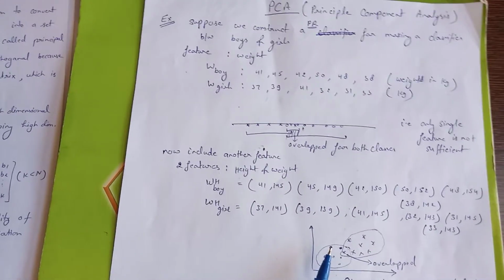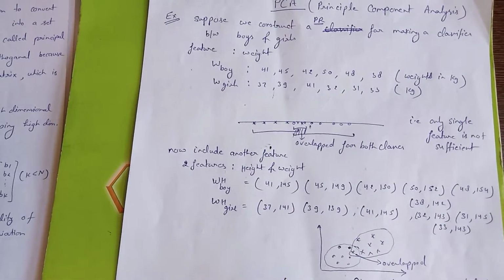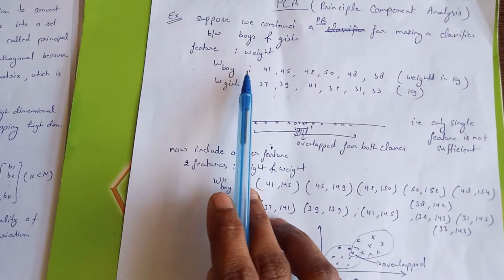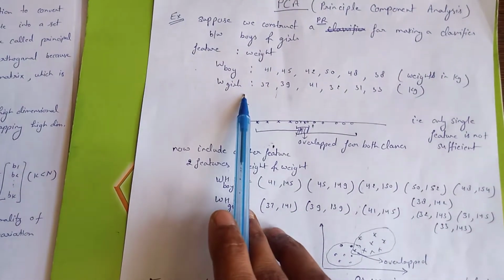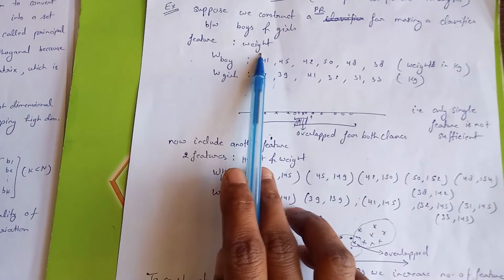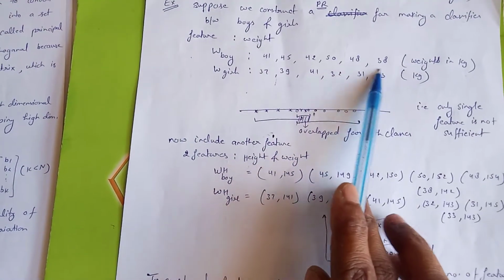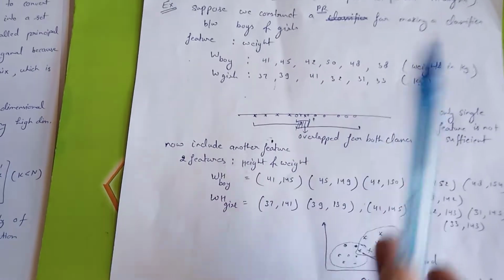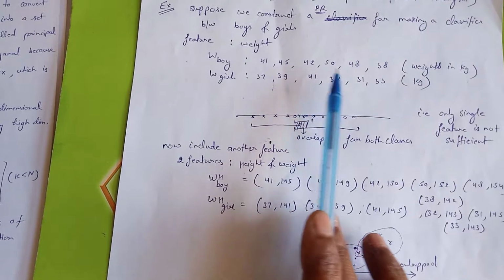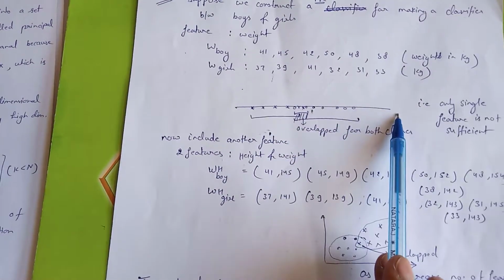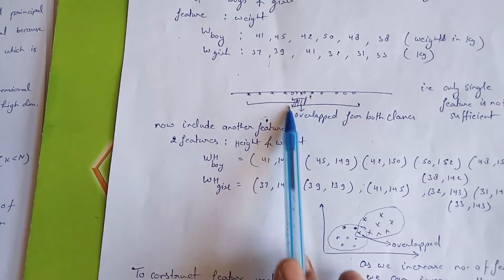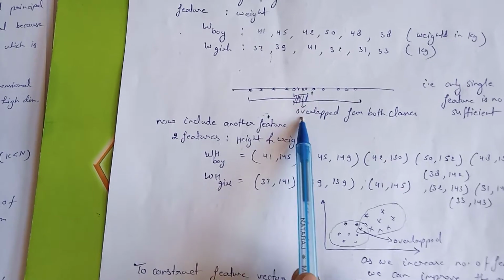Now first we will discuss it with the help of one example so that you can understand how it works. Suppose we want to design a classifier for boys and girls, right? We have taken only one feature, weight. These are the weight values in kgs for boys and these are the weight values for girls. It's just an example. If we plot these values, these are single dimension values, so we plot them on one axis. In that case you can easily see there is a region where both classes belong, which means an overlapped region.